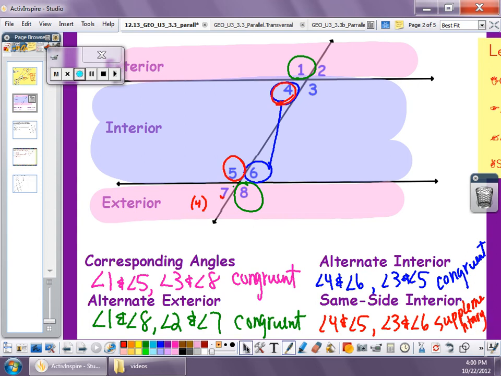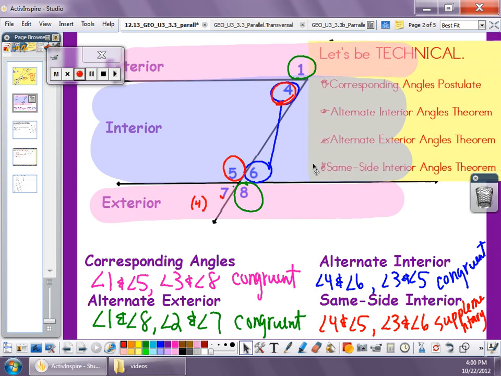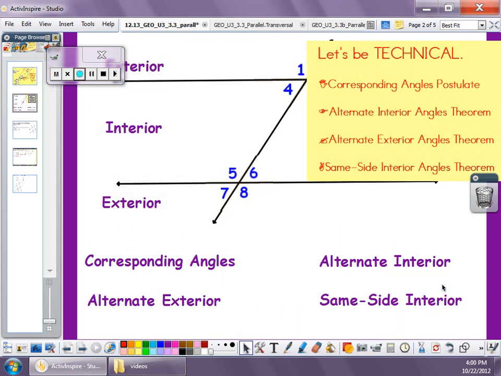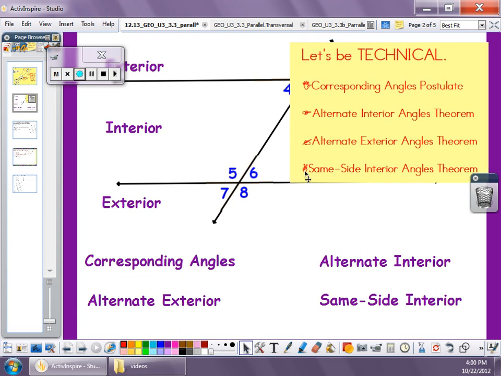And one last thing I need you to know. Pause it if you don't have all of this because I'm about to erase some stuff. You need to know the correct names for all of these. So corresponding angles postulate, alternate interior angles theorem, alternate exterior angles theorem, and same side interior angles theorem. Corresponding angles is a postulate because we will accept that it's true. The other ones are theorems because we are actually going to prove them next.